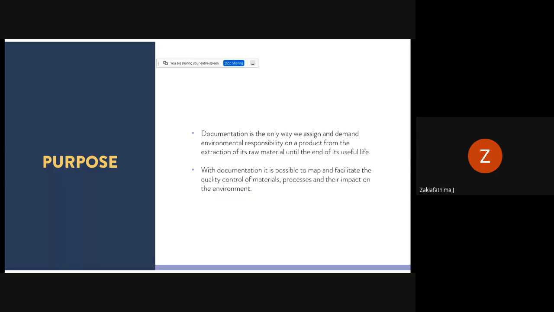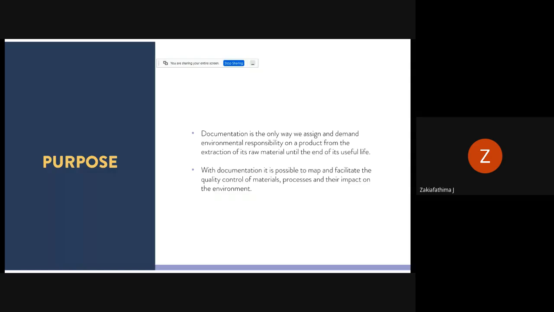Second, without your documentation, it is not possible to say what all the processes were that your material went through to be produced. So, with documentation, it is possible to map and facilitate the quality control of your materials, processes, and their impact on the environment.